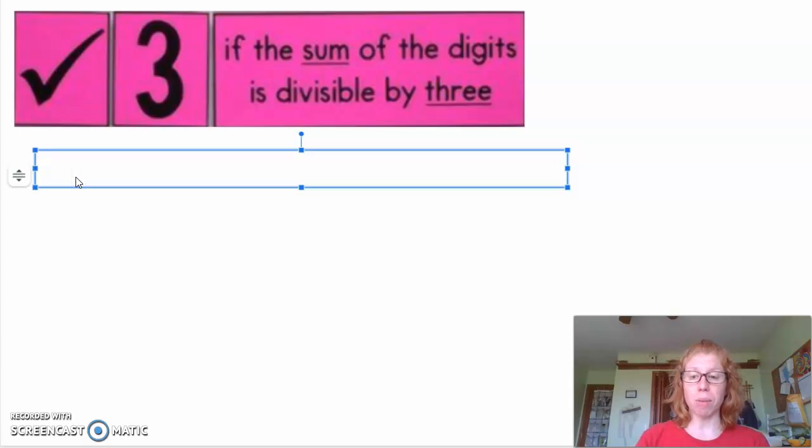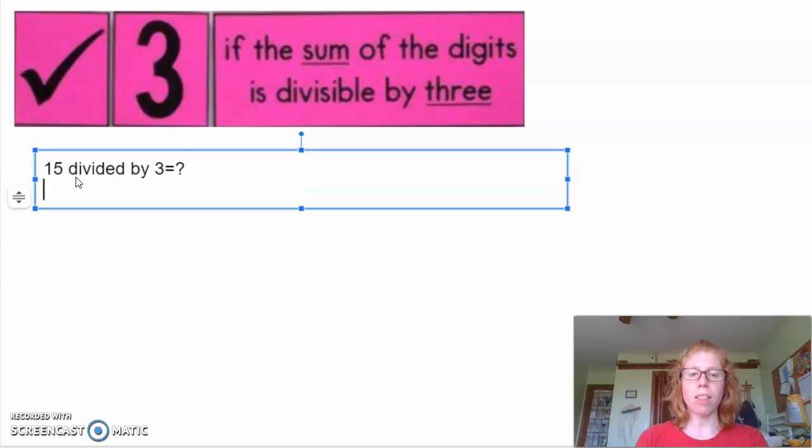So let's think about the number 15. If I want to know 15 divided by 3 equals what? Well, what are the digits of 15 added together? 1 and 5. 1 plus 5 equals 6, right? Can 3 go into 6 evenly? Yes, it can. 3 times 2 is 6. So 15 can be divided by 3, and we obviously know that 3 times 5 is 15. So 15 divided by 3 is 5.